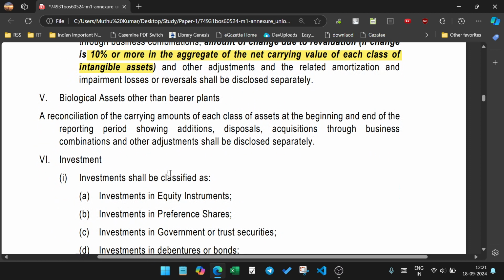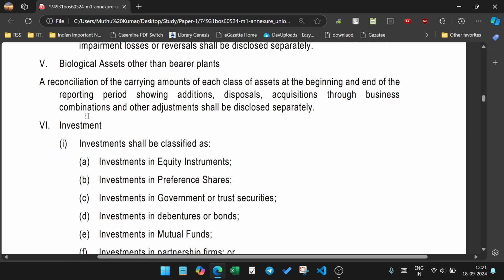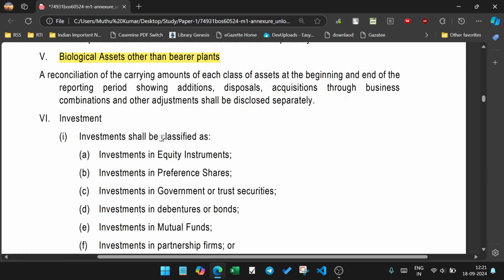Biological assets other than bearer plants. Reconciliation. A reconciliation of the carrying amount of each class of assets at the beginning and end of the reporting period shows additions, disposals, acquisitions through business combinations, and other additions shall be disclosed separately.